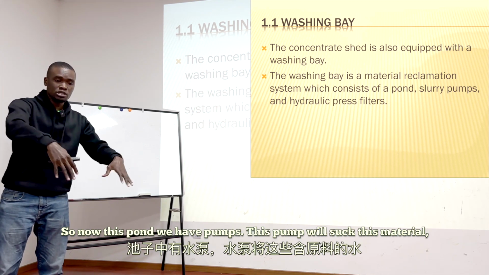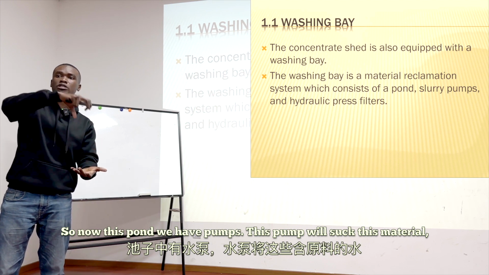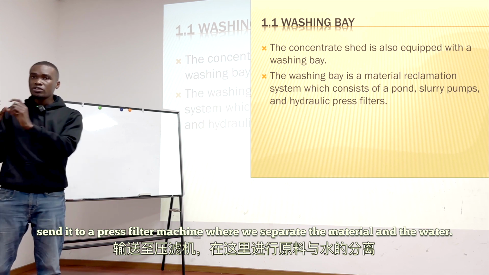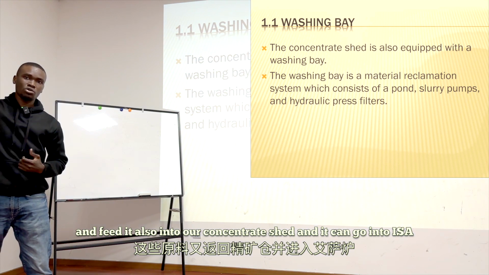Now this pond, we have pumps. This pump will suck this material, send it to a press filter machine, where we'll separate the material and the water, and feed it also into our concentrate shed, and it can go into ISA.